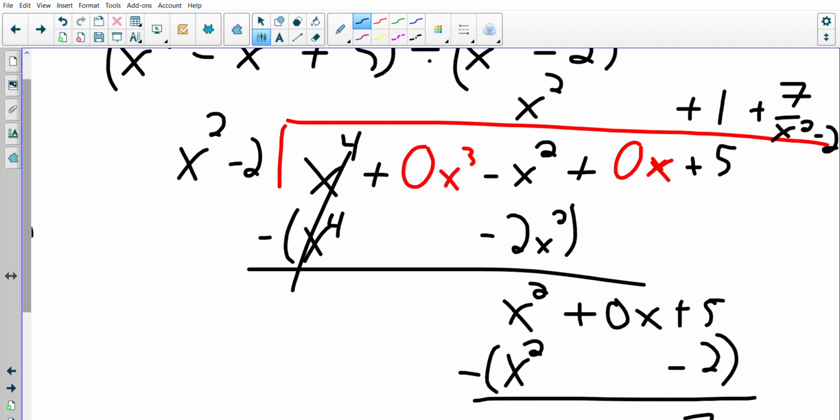So, like I said, in this case, the missing x cubes and the 0x's don't affect the problem much, but they can. So always make sure to bring those in just in case, because this is a rare situation where this will happen.